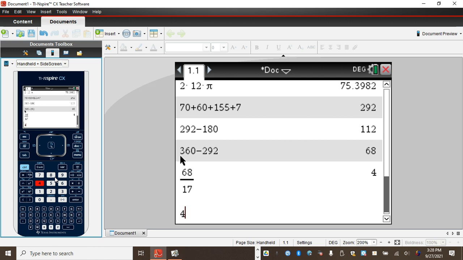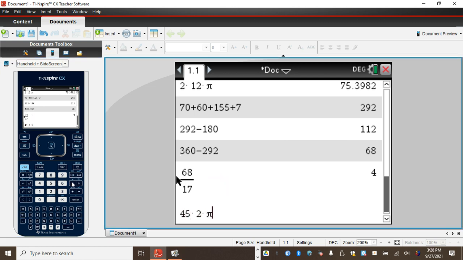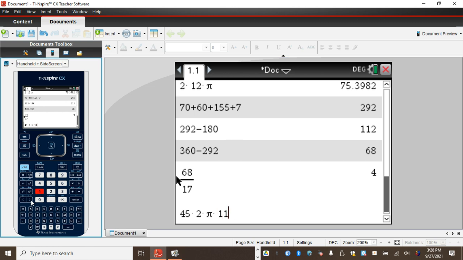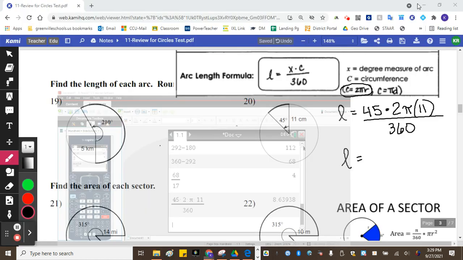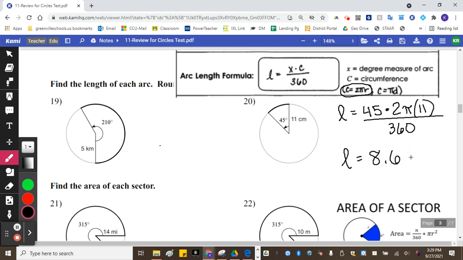Where'd it go? 45 times 2 times... That's 8.6393798. I didn't get that, I think, because I did the whole thing. Oh, 8.63. I messed it up. And it says round to the nearest tenth, so 8.6. That's the final answer. And this is a length, so it's just centimeters. As long as you have the equation written down, I don't see how you can have too much trouble with that.